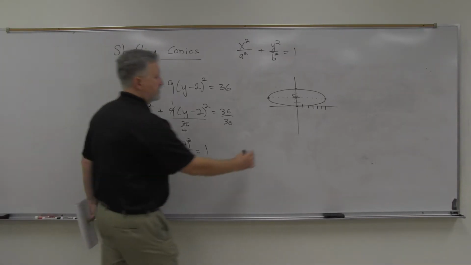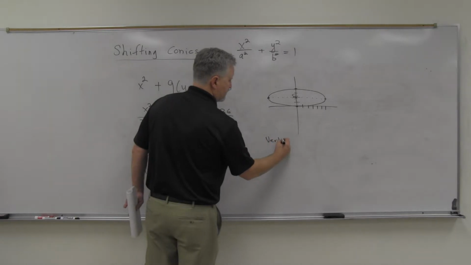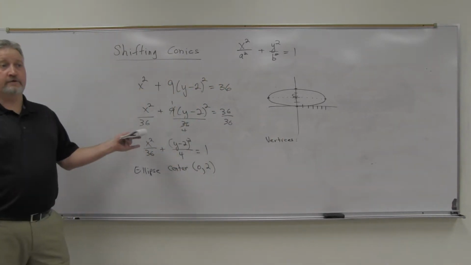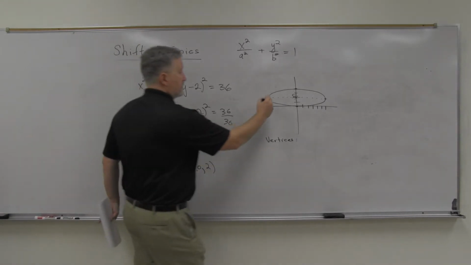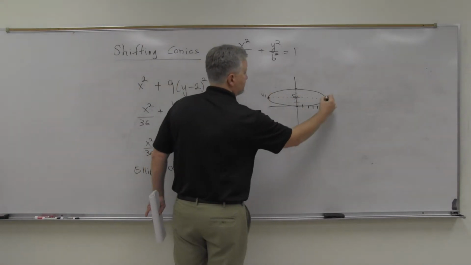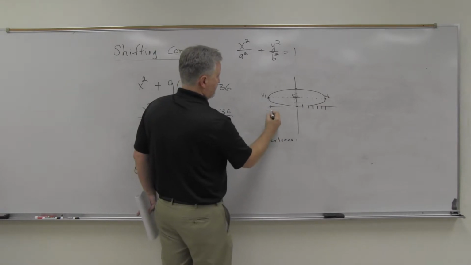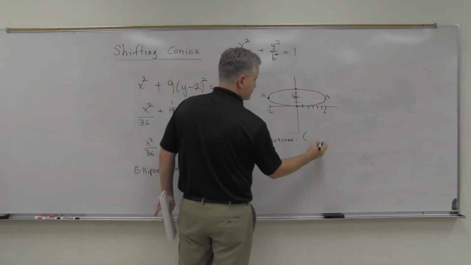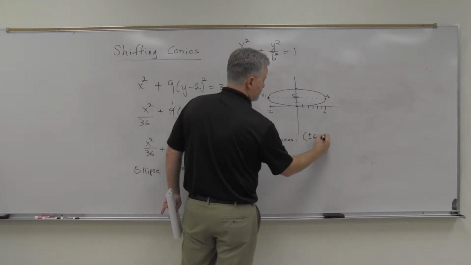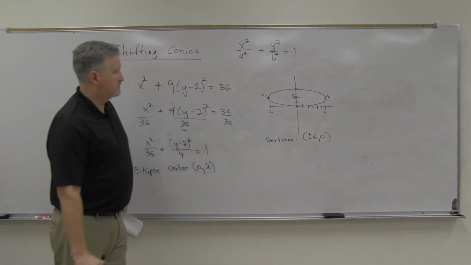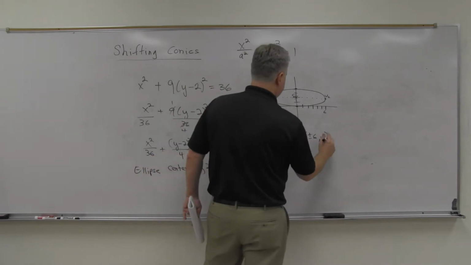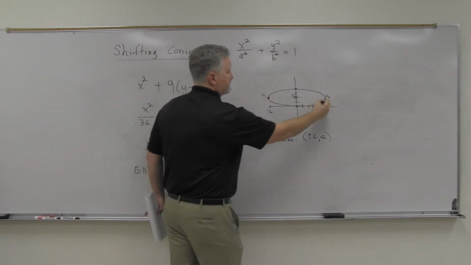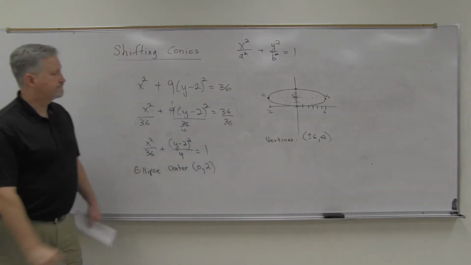Now the vertices here, where would those be? The longer one, so it'd be here and here. Those are pretty nice: 6 and negative 6, not 0, but 2. That's negative 6, 2, and that's positive 6, 2.